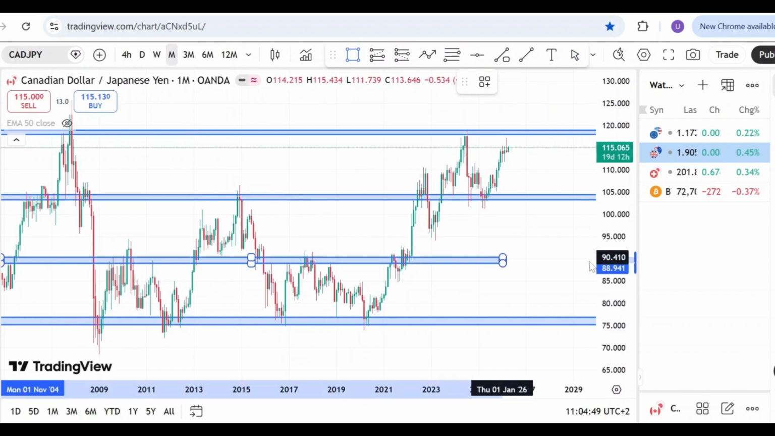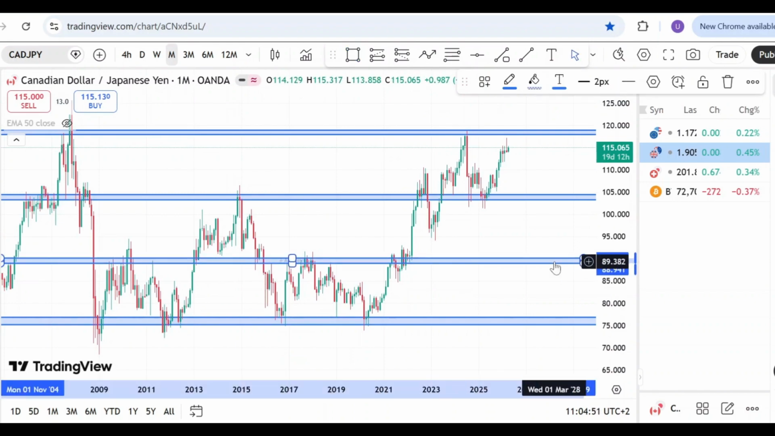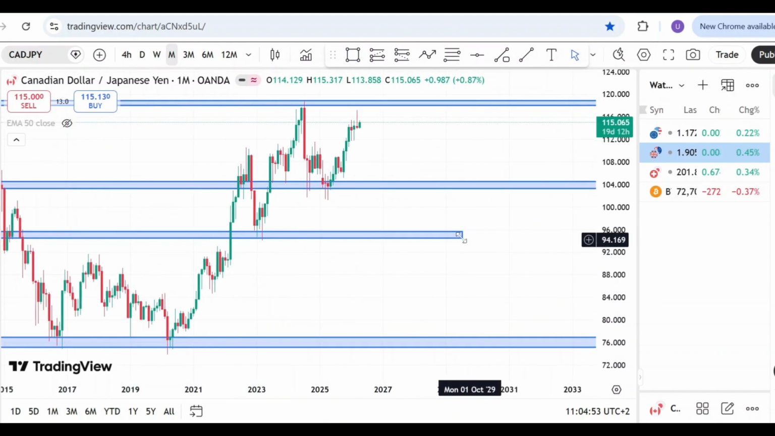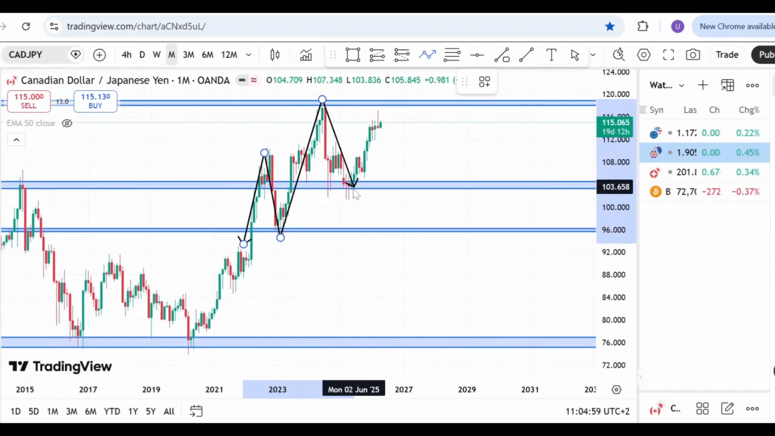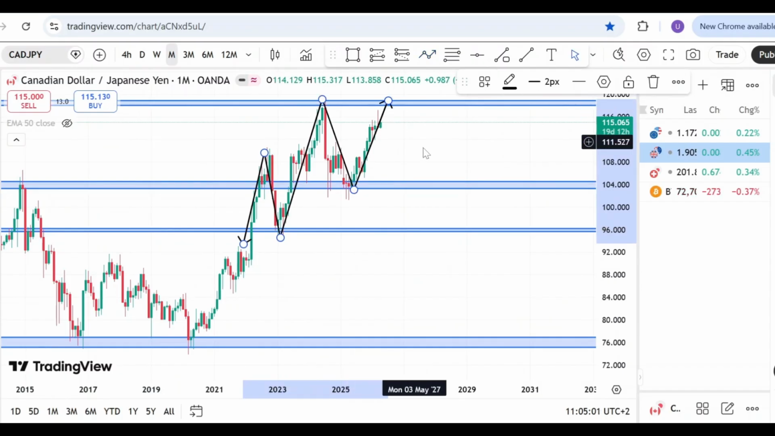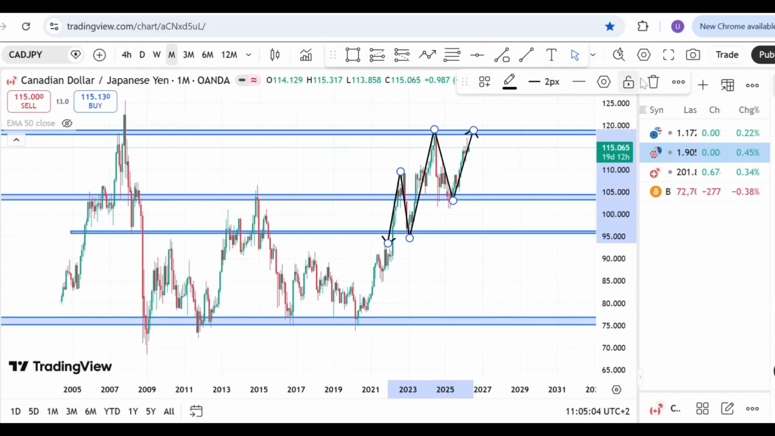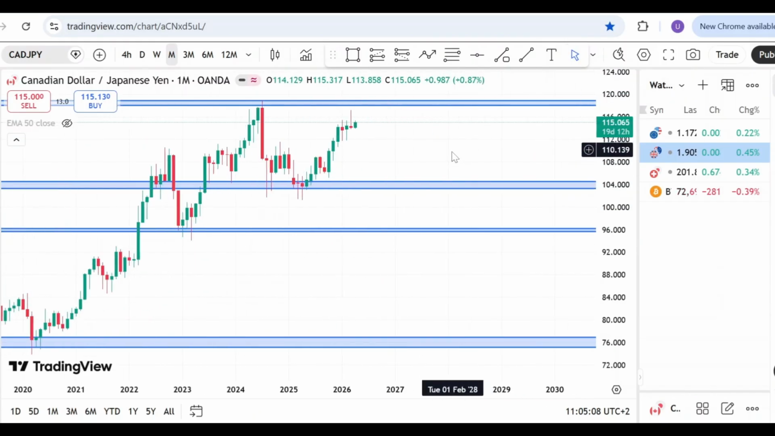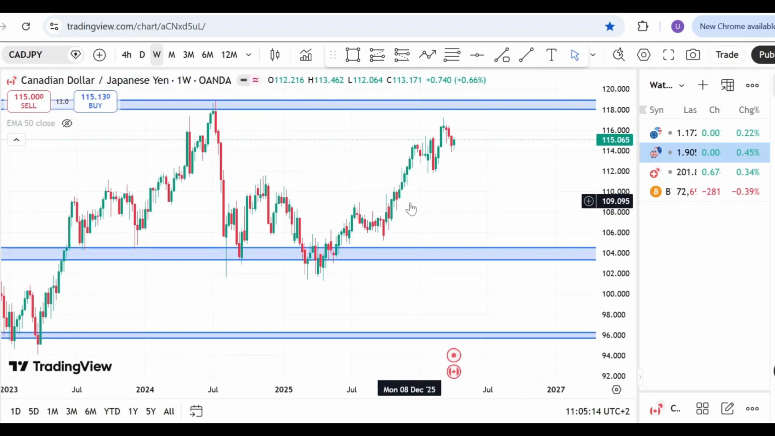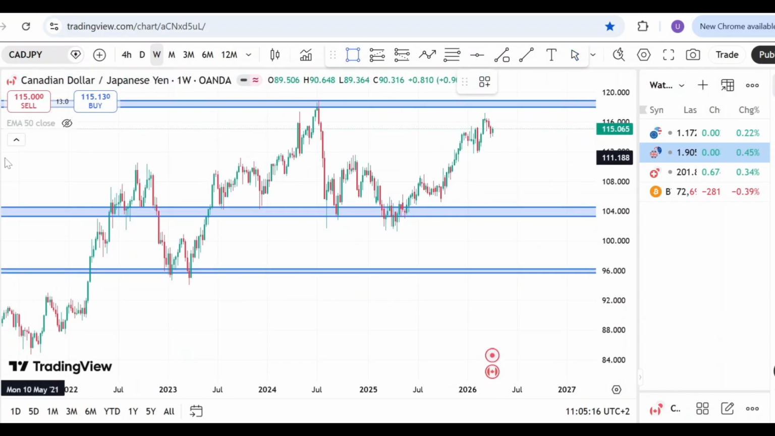As you can see, we are still in a beautiful uptrend. Here we are seeing higher highs and higher lows, higher high, higher low, higher high, higher low. Expect the continuation here. So after the continuation, how are we going to capitalize on it? Let us go to the weekly time frame. As you can see, we are still in a beautiful uptrend.